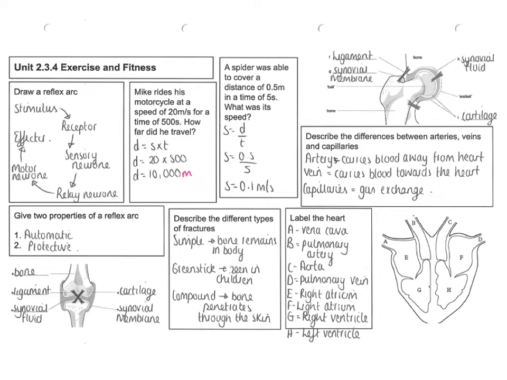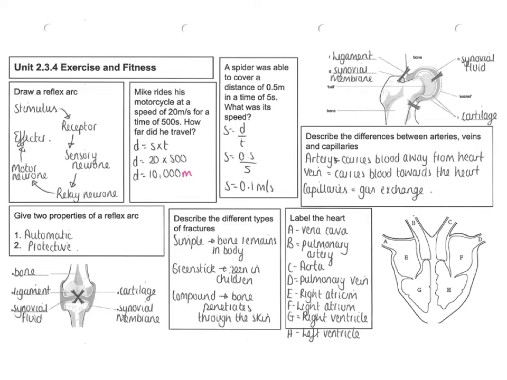Then a spider was able to cover a distance of 0.5 metres in a time of 5 seconds. What was its speed? So speed equals distance divided by time. Speed equals 0.5 divided by 5, which the speed was 0.1 metres per second.